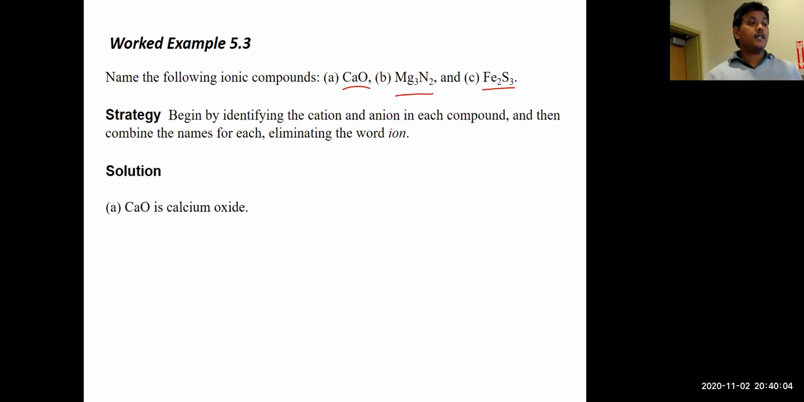Now Mg3N2. Mg is from group 2, magnesium, and the nitrogen is from group 5. So magnesium is from group 2, so it doesn't need any Roman numeral to include, so you don't have to worry about that. And nitrogen is named as nitride, and you just need to say magnesium nitride. Do not worry about including any charges.